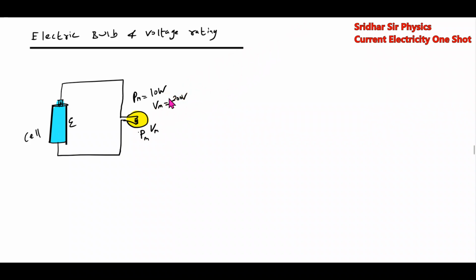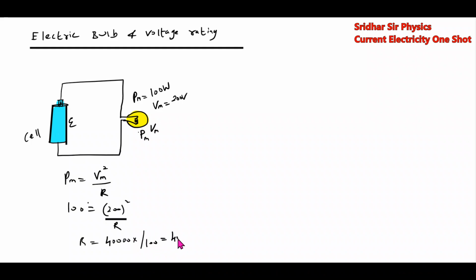With this, what happens? We can calculate the resistance. Pm equal to Vm square by R. Then we'll get the resistance of the bulb. So what is the power rating? 10 watt. We'll make it 100 watt. Then the voltage rating 200, whole square, by R. So R equal to 40,000 by 100, which will be 400 ohm.